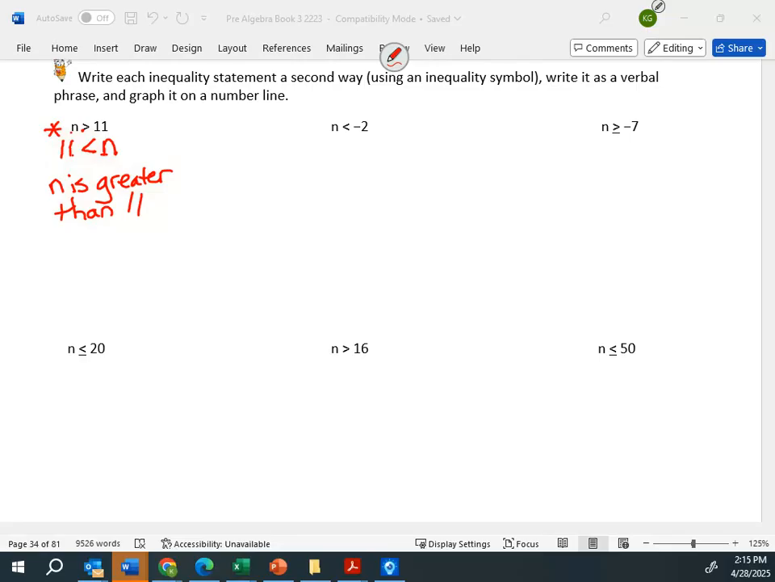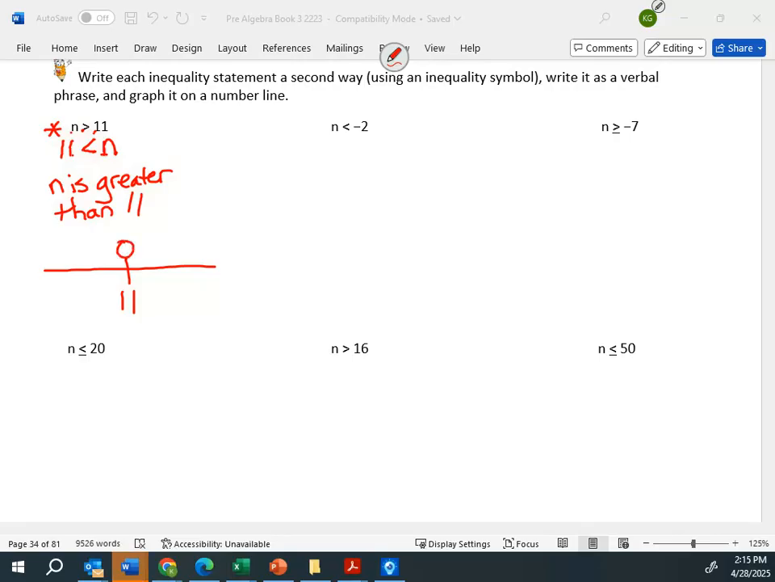The last step is to graph it. When we graph our inequality, there are 3 steps to it. Our first step is to make our number line. Our number here is 11, so that's all I have to represent on our number line, just that it's 11. Second step is my circle. So I'm going to put my circle above my number.